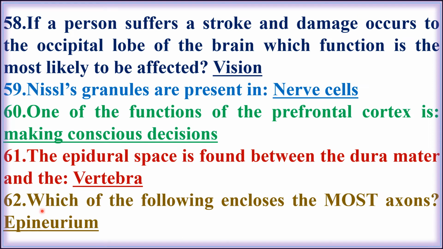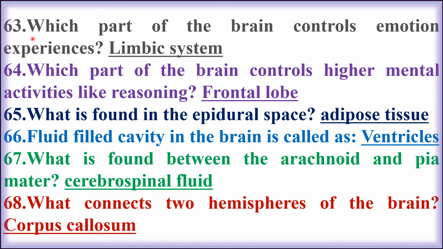Next, which of the following encloses the most axons? That is epineurium. Next, which part of the brain controls emotion and experience? That is limbic system. Next, which part of the brain controls higher mental activities like reasoning? That is frontal lobe.